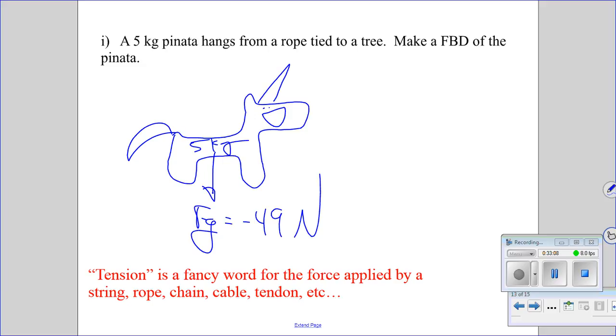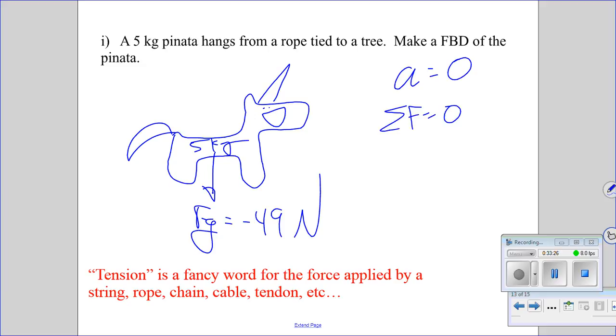He would have to be sitting on something to be a normal force. He's hanging from a tree. Well, the tree's not touching him. The rope is exerting a force. When I said what else do we know, he's hanging there, so he's not moving, right? Therefore, my net force is 0.